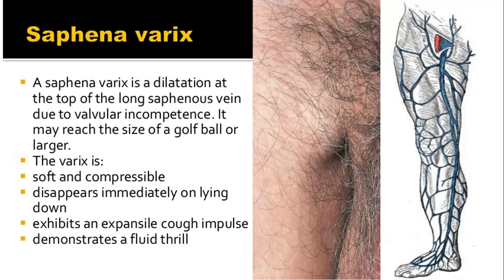it can resemble the femoral hernia or the inguinal hernia, because these properties are also of the hernia. The hernias are also soft, compressible, they disappear on lying down on the bed, and there is a cough impulse, but the fluid thrill is not common in the hernias; that is specific to the saphena varix. So we have to differentiate between the saphena varix and the hernias also.